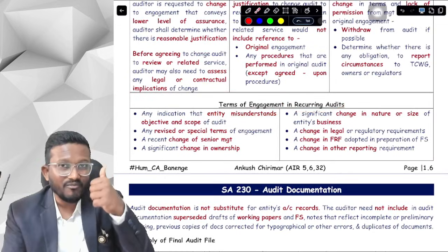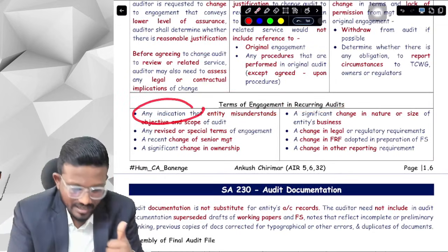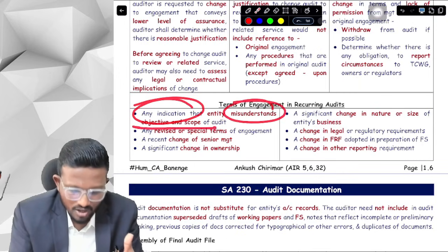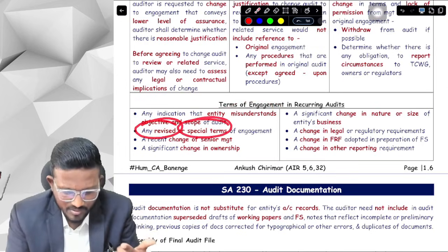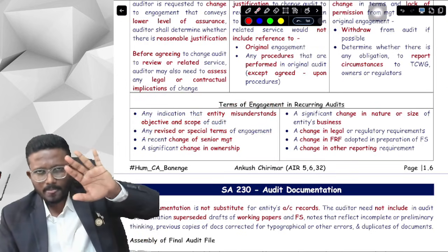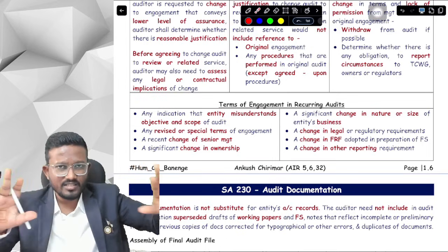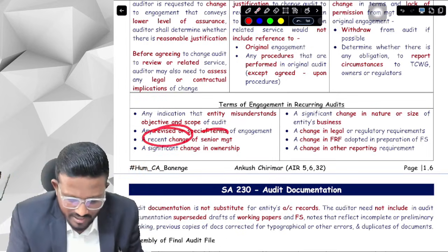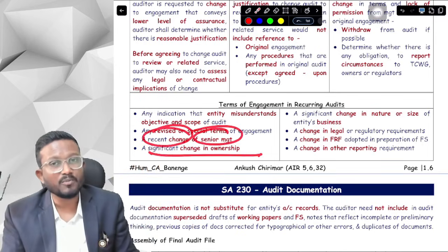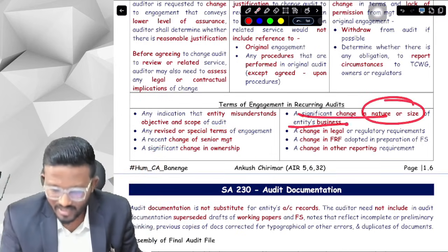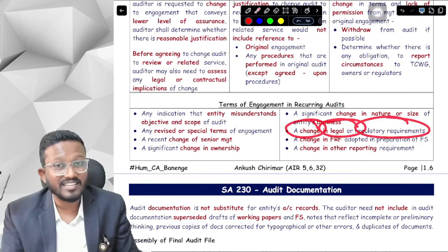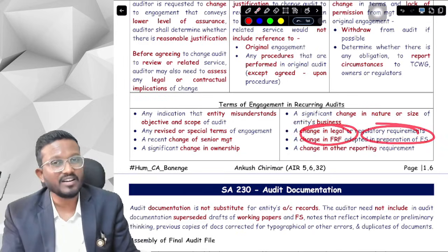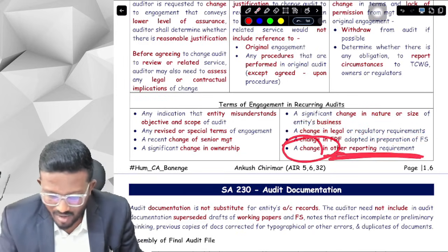First of all, we need to remind the entity where there is an indication that the entity misunderstands the objective and scope of audit. We need to revise the terms where there are any revised or special terms of engagement. If there is any change in the business, recent change of senior management, a significant change of ownership, or a significant change in nature or size of the entity's business, or a change in legal or regulatory requirements, a change in FRF adopted in preparation of FS, or a change in other reporting requirement, then we will need to change the terms of engagement.